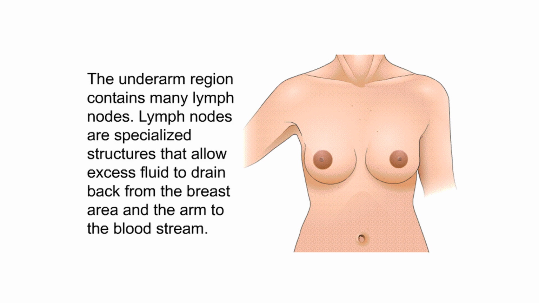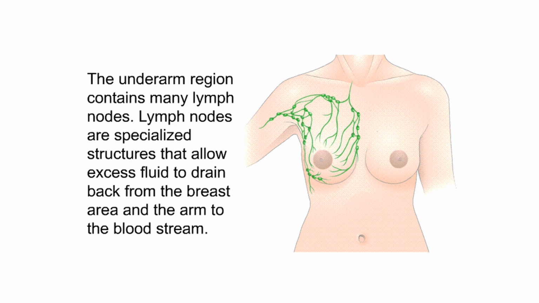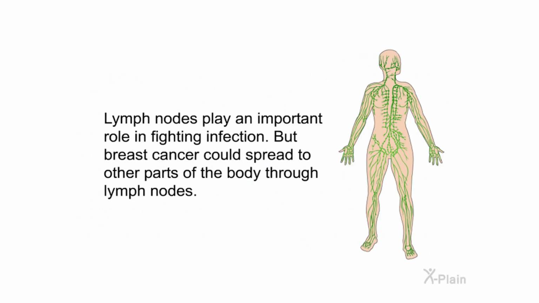The underarm region contains many lymph nodes. Lymph nodes are specialized structures that allow excess fluid to drain back from the breast area and the arm to the bloodstream. Lymph nodes play an important role in fighting infection, but breast cancer could spread to other parts of the body through lymph nodes.